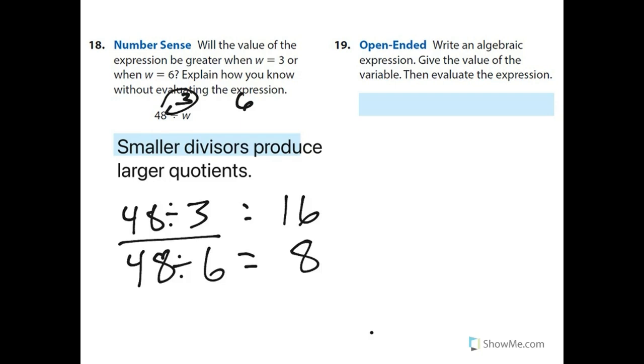And then I'm going to do one of mine, and then we'll move on. Alright, so here's my expression.